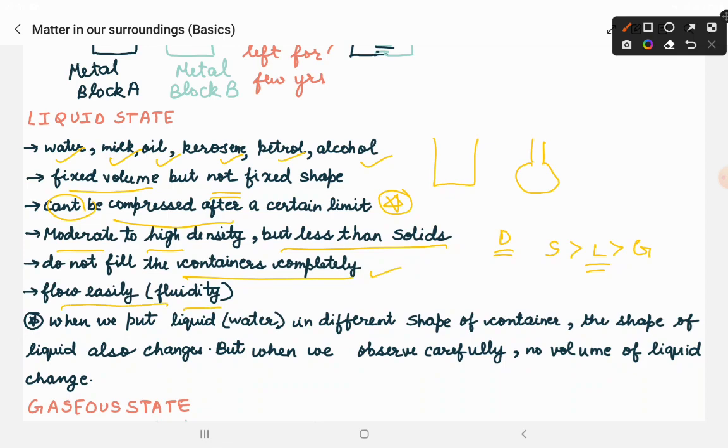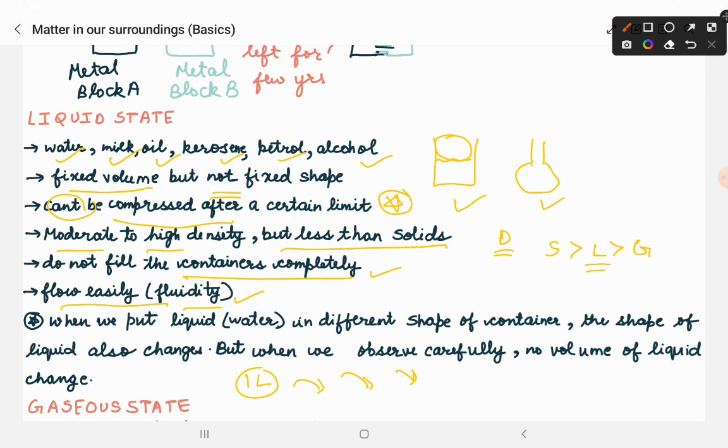Now how do they not fill the container completely? If you fill a liquid here, it will be till here; it cannot cover this upper surface. Next, they can flow easily. Liquids are fluids, we know this. Now when we put a liquid, that is water, in containers of different shapes, the shape of the liquid also changes. But when we observe carefully, the volume of the liquid does not change. If you take 1 liter of water and put it in different types of containers, you will find that this 1 liter of water will always remain 1 liter of water, no matter what shape it acquires. So this is about the liquid state.